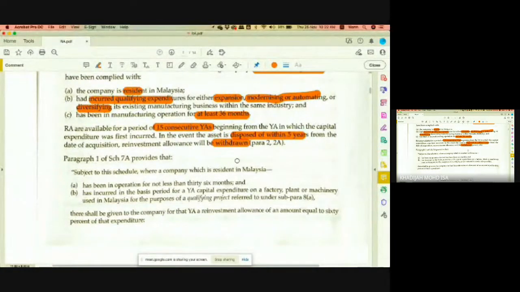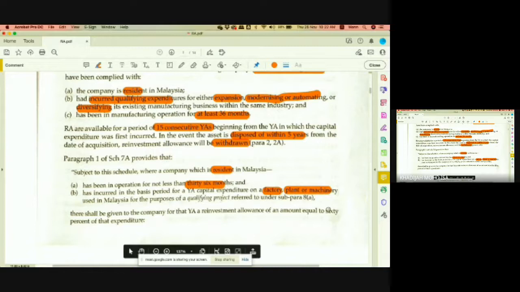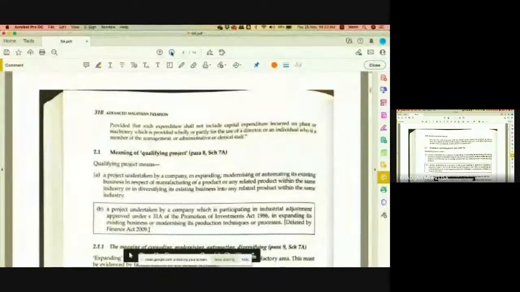What else do we have? 60% of that. Look at this. Para 1 of Schedule 7A provides that subject to the schedule, a company which is a resident in Malaysia, has 36 months of operation and incurred capex in the basis period on factory, plant and machinery used in Malaysia for the purpose of a qualifying project, shall be given an allowance amount equal to 60%. So this is the tax mechanism: 60% of that capex.